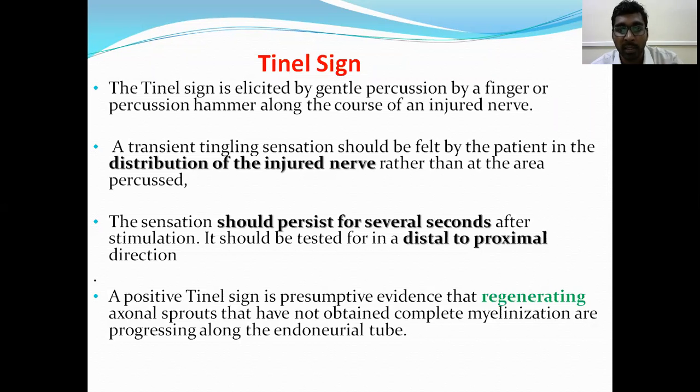A positive Tinel sign is evidence that regenerating axonal sprouts that have not obtained complete myelination are progressing along the endoneurial tube. So regeneration is going on, and the Tinel sign is positive. The regenerating axons are not yet myelinated, so they are more sensitive to external stimulus. While tapping them, it produces a tingling sensation in the area originally supplied by that nerve. This is called Tinel sign.